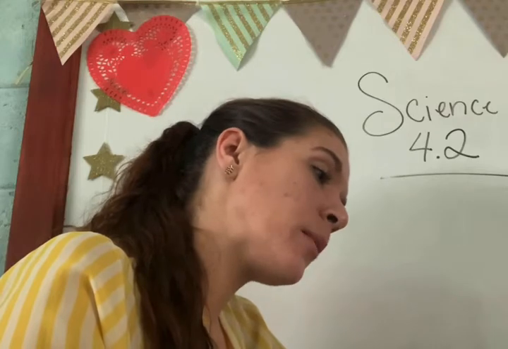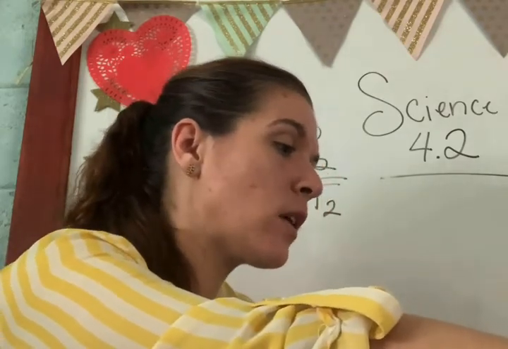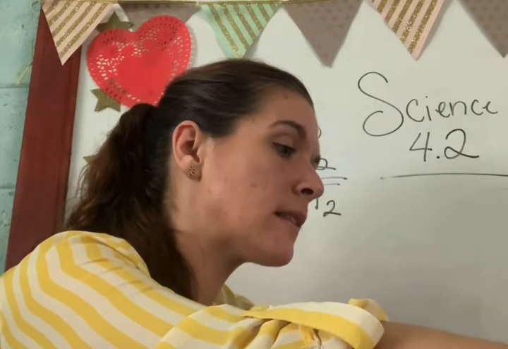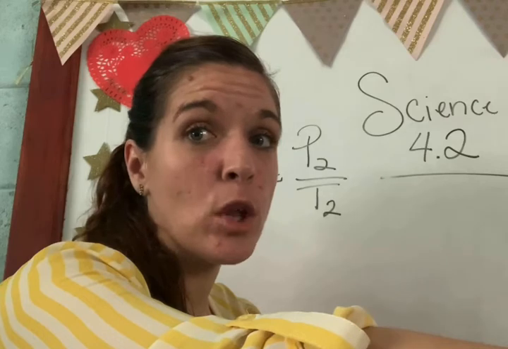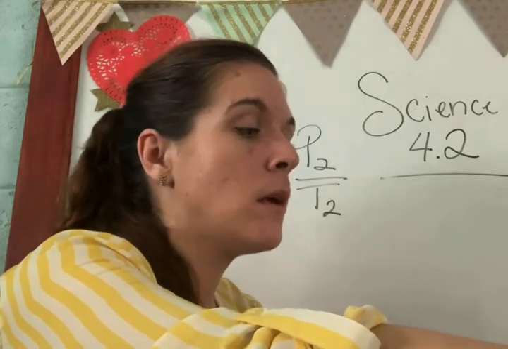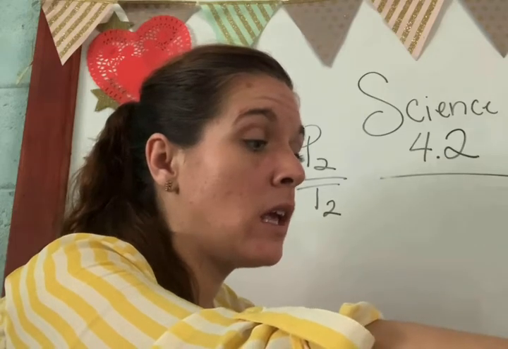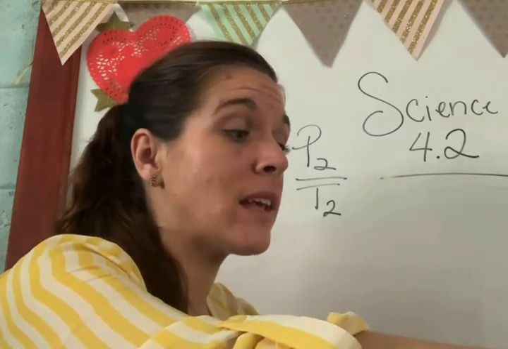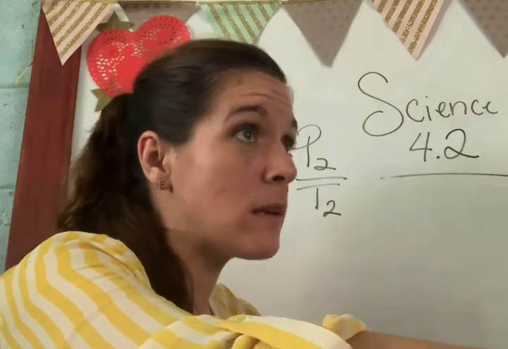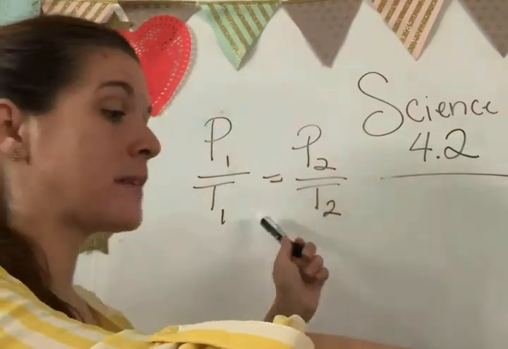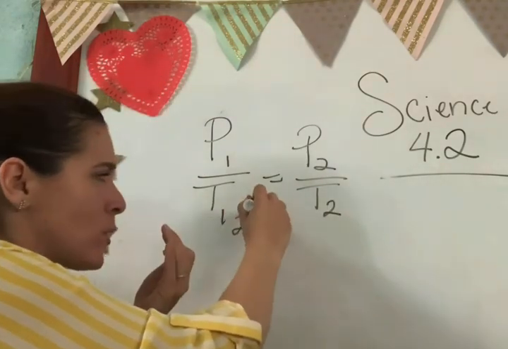A 2-liter gas sample at 273 kelvins is put into a rigid container that will not permit expansion or contraction. So even though they gave you the volume, they said that they kept it constant. So volume is constant. When volume is constant, we're going to use this because volume is not in the formula. But it does say that the temperature is 273.